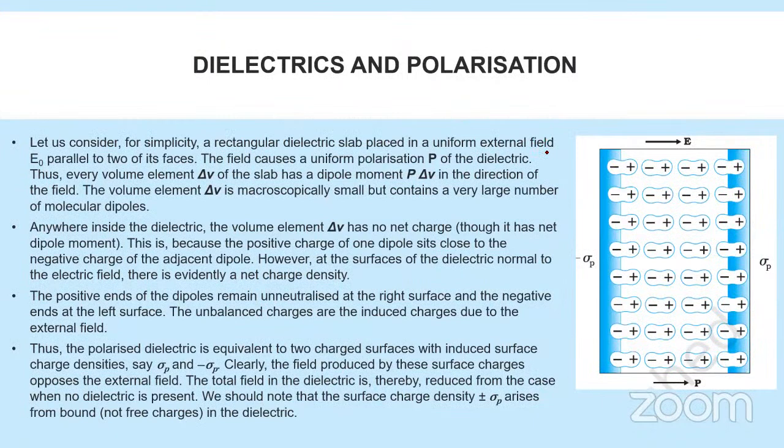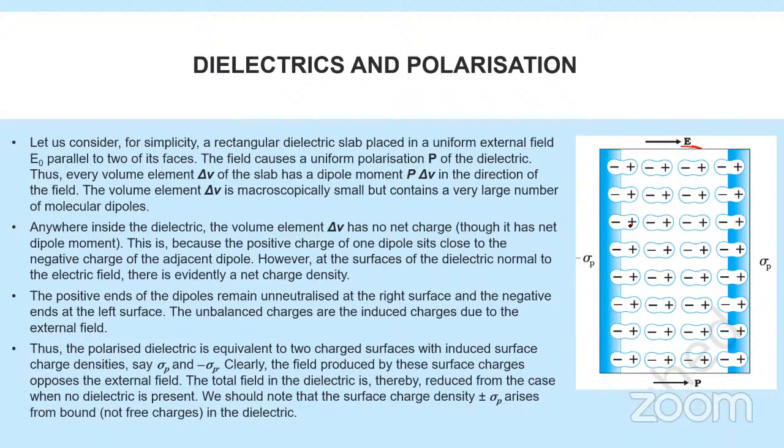As you can see, suppose we are considering this dielectric slab. Okay, it is in a uniform external field, and it is parallel to two of its faces. The field causes a uniform polarization P of the dielectric, as we already saw, and every volume element of this dielectric will have a dipole moment, P into del V, that is, the polarization into del V, in the direction of the field. Okay, so then anywhere inside the dielectric, the del V will have no net charge.